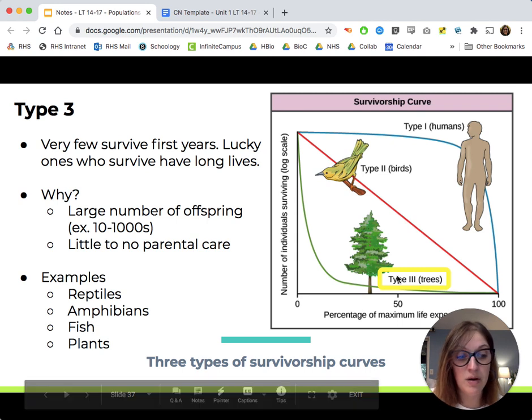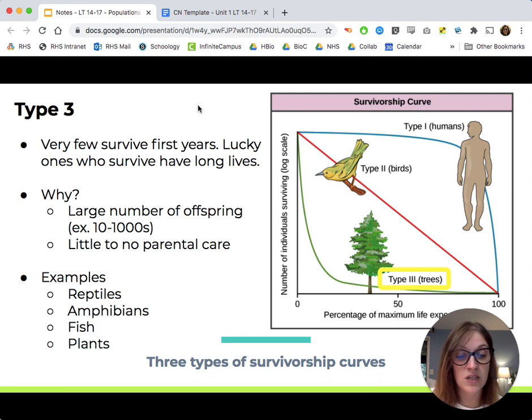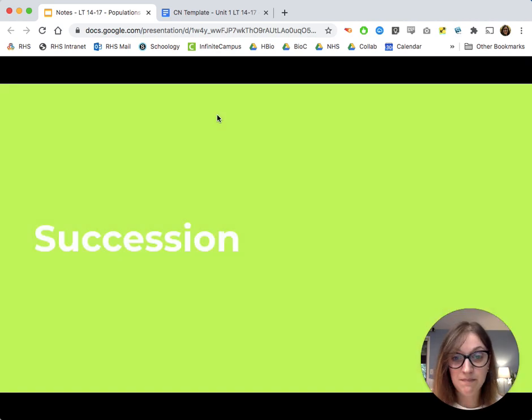When you think about a plant, it produces hundreds to thousands of seeds at one time. They are randomly dispersed in the environment. Most of them won't survive or produce seeds on their own. All right, let's move on.